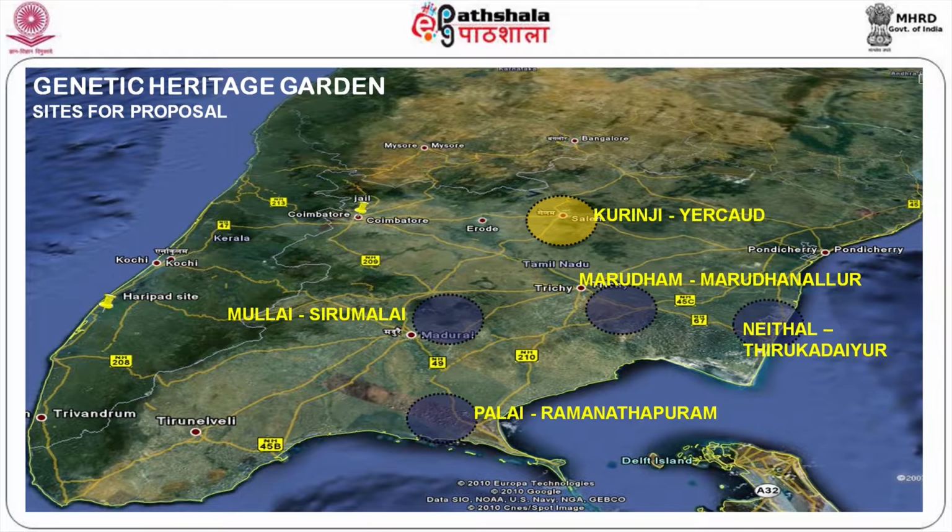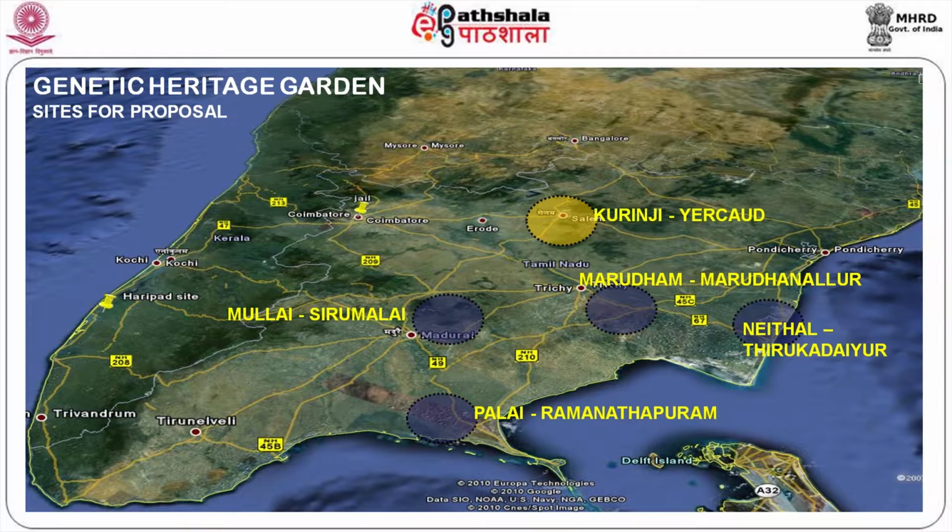We have something called Neidal on the shoreline, which is in Thirukadayur. Palai, a derelict land, a really spoiled land, in Ramanathapuram district. So these 5 different locations have been identified, and approximately 25 acres of land has been provided to us.